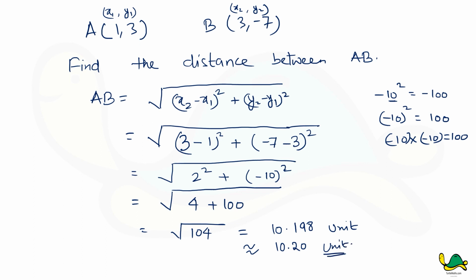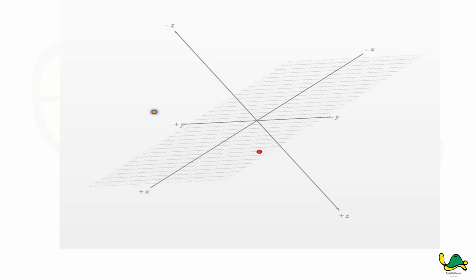Now let's move ahead. In 3D space, we have three coordinates, x, y, and z. Don't worry, the distance formula still works its magic. But now we have one more coordinate to consider. It's like adding an extra dimension to your mathematical toolkit. And there you have it, folks.